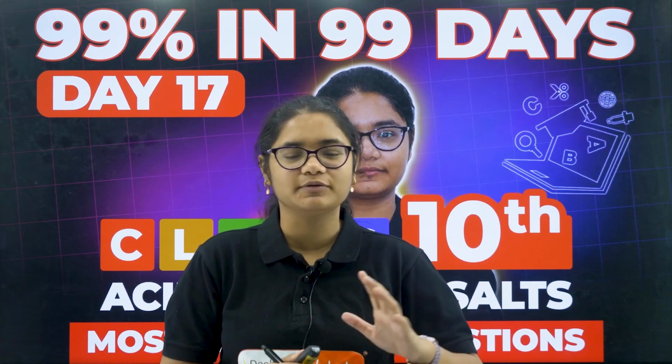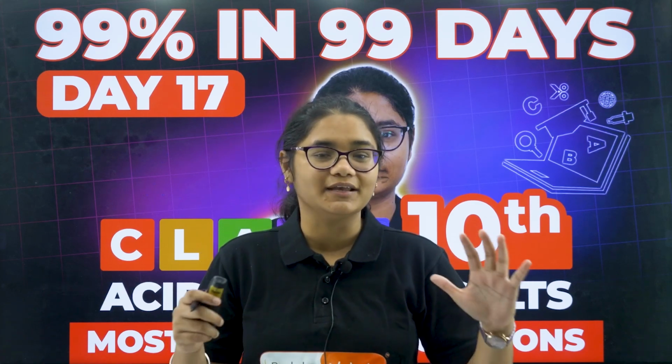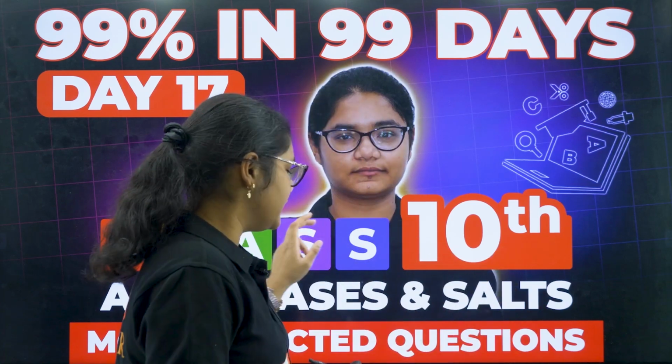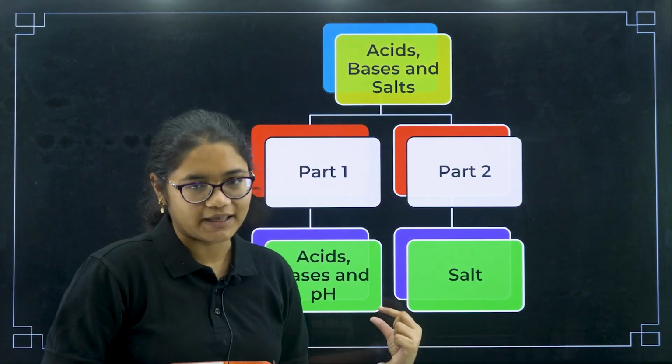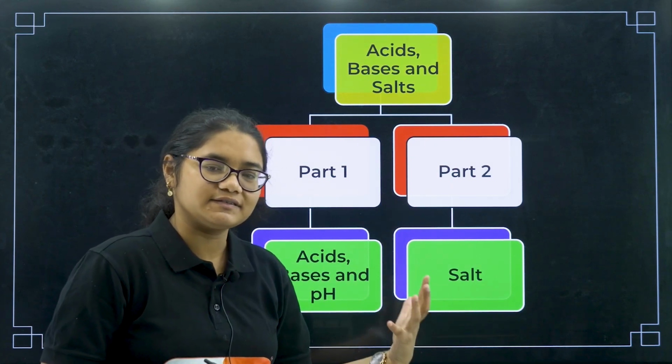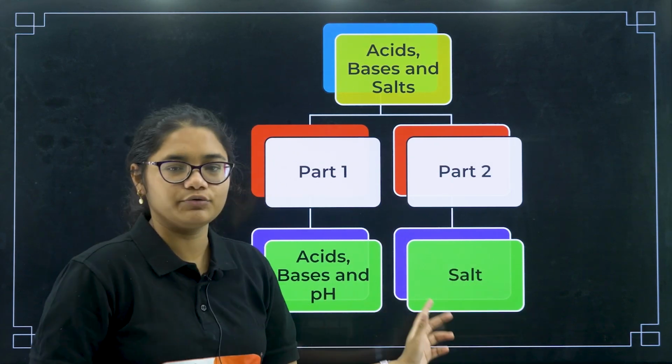So today we are going to discuss the second chapter of science, that is acids, bases and salts. This is going to be part 1. Let us discuss what we are going to study today. In this lecture we are going to talk about acids, bases and the pH. There will be a second part of this series. In the next class I'll be teaching you about salt.